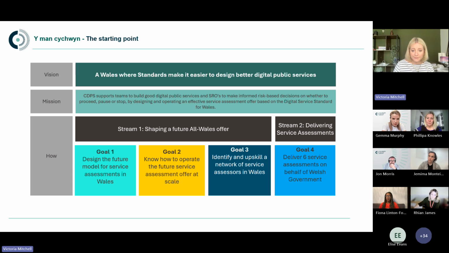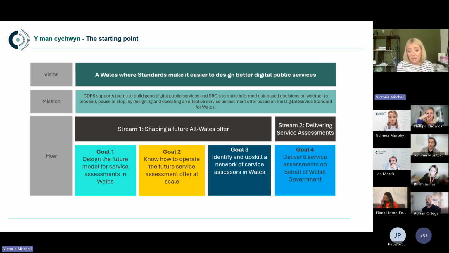So stream one, which is the work that we're talking about today, the alpha work, is focusing on shaping a future all Wales service assessment offer. And stream two is working with teams primarily in Welsh Government to actually assess those services. The goal for stream two is to assess 6 of those services by the end of this financial year.